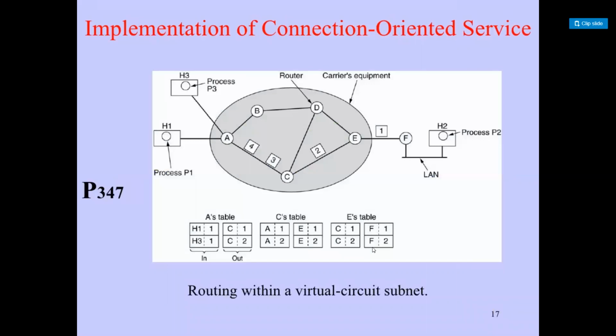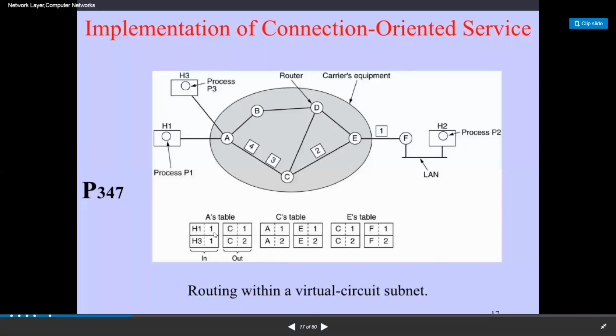I asked you about the tables, that is A's table. We have A's table, C's table and E's table. What are those numbers? Here it is H1, host 1. This is the incoming table and this is the outgoing table for router A. H1 is host 1, H3 is host 3. These are sending packets to A. That means for router A, the incoming is from H3 and H1.